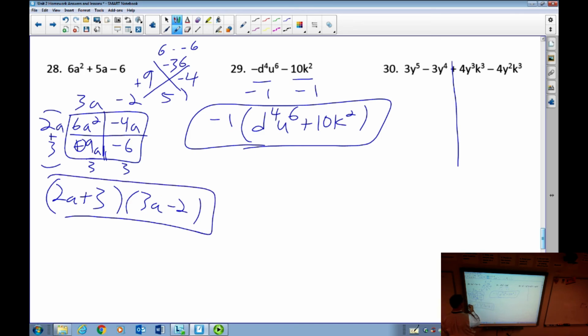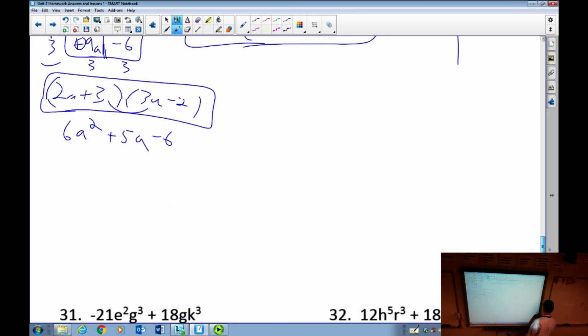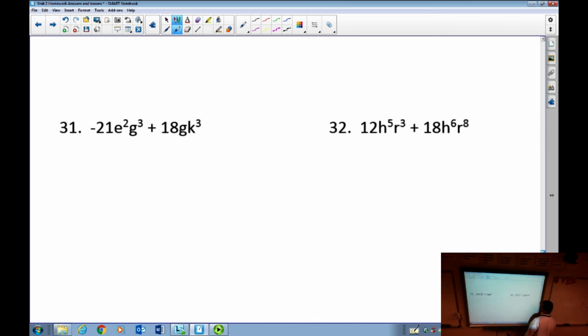You can always check your answer by multiplying and distributing through. So 2a times 3a is 6a squared. 3 is 9a minus 4a is a positive 5a. And then 3 times -2 is -6, which is our original problem. So that means we nailed it with that factoring. Number 30 again is grouping. Try your best there.